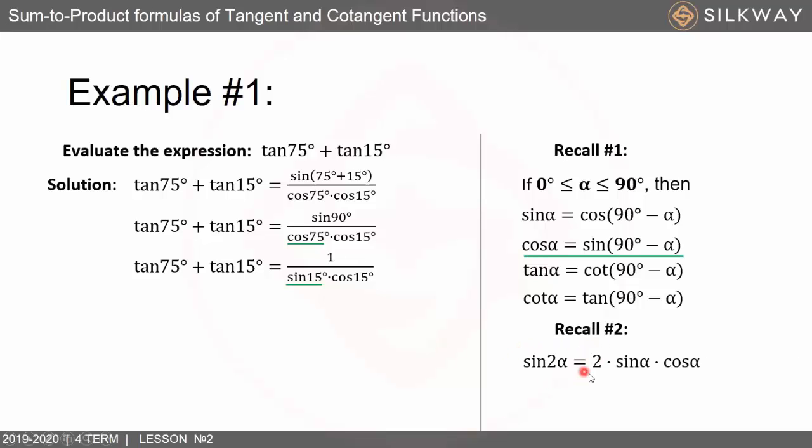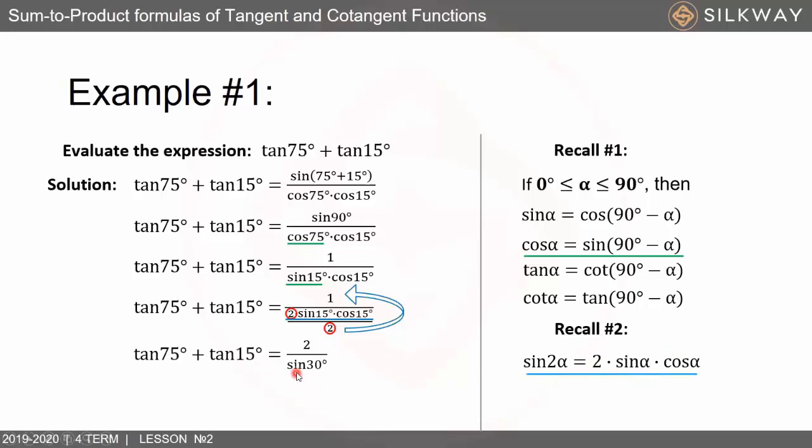Sine 2 alpha is equal to 2 multiplied by sine alpha multiplied by cosine alpha. Here we don't have 2, so we multiply and divide by 2. And we have here a double fraction, and this 2 goes up. If we use this formula, we will have sine 30 degrees, and we know sine 30 is 1 over 2, so our answer will be 4. And we find that tangent 75 degrees plus tangent 15 degrees will be 4.